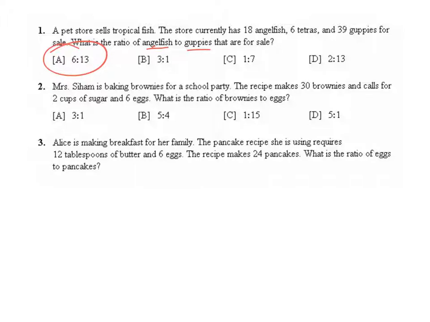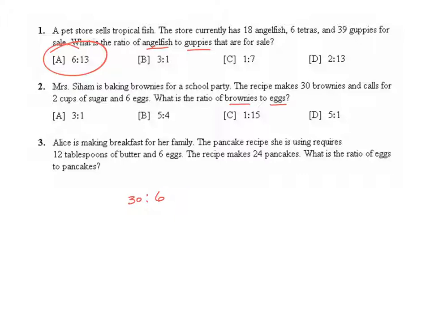Question 2 says Mrs. Siam is baking brownies for a school party. The recipe makes 30 brownies and calls for 2 cups of sugar and 6 eggs. What's the ratio of brownies to eggs? So to make 30 brownies, the problem tells us that it takes 6 eggs. However, this ratio is not in simplest form.